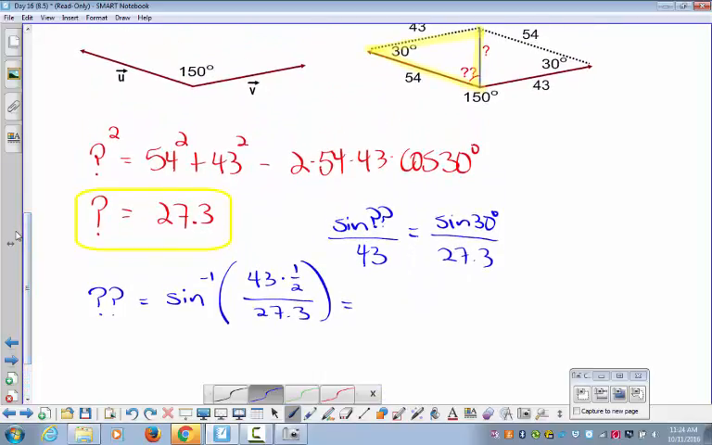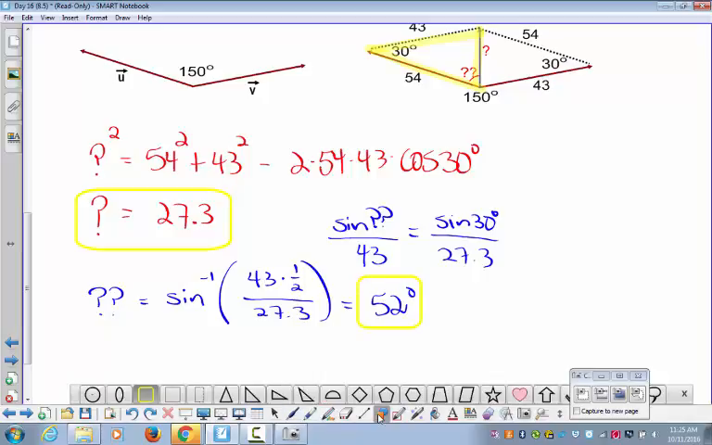So what do we get when we type that in? 52. 52 degrees? And is that confirmed? 52. So, and is that okay?